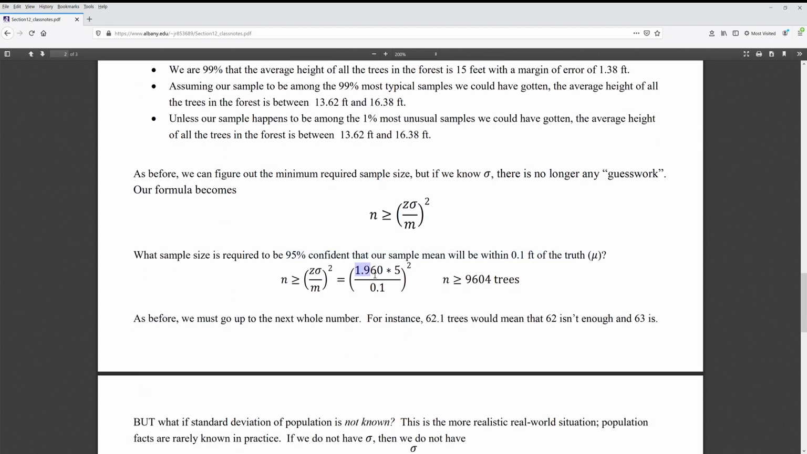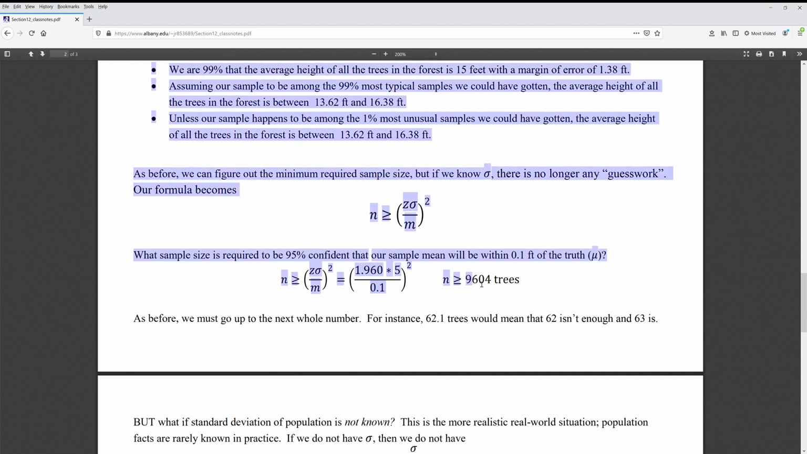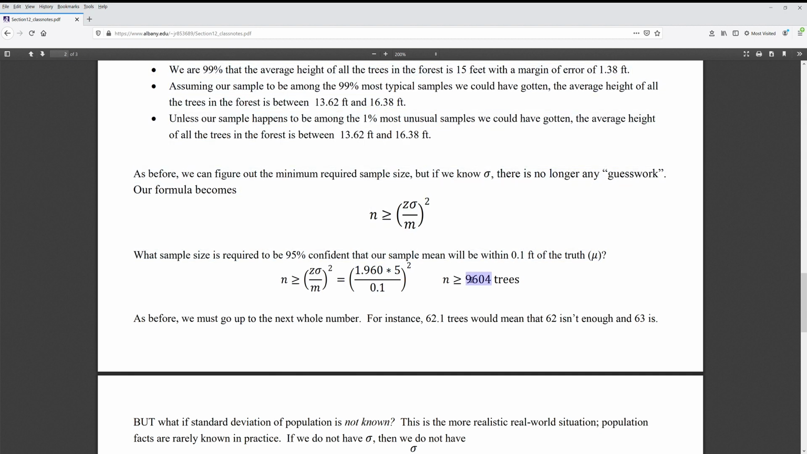Well, to fill everybody in, 95% confidence gives us the 1.960. Standard deviation 5 given, 0.1 of a foot margin of error: multiply, divide, square. In this case, it is a whole number, if I recall, but go up to the next whole number in any case. How badly do you want to know? If you want to be 95% confident that you have the truth to within 1/10 of a foot, then you've got to look at almost 10,000 trees. So, good to know before we start measuring trees.